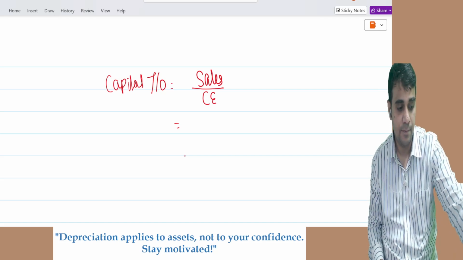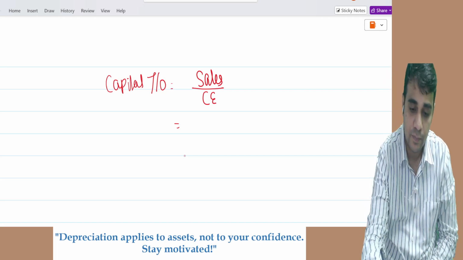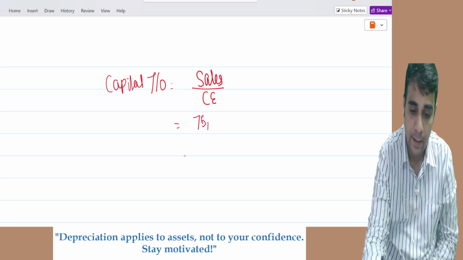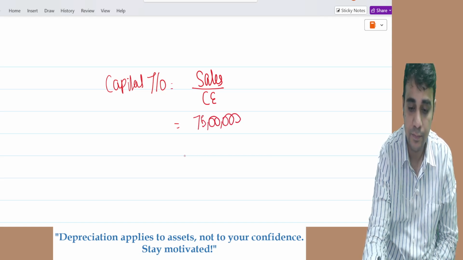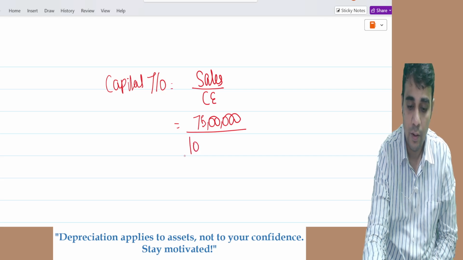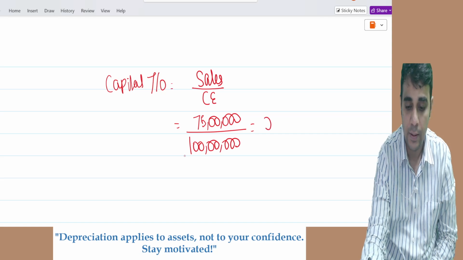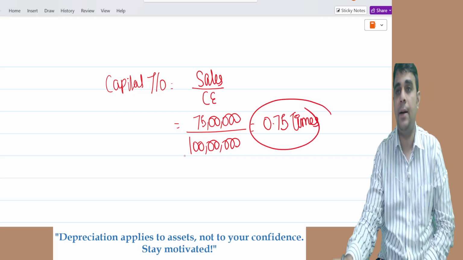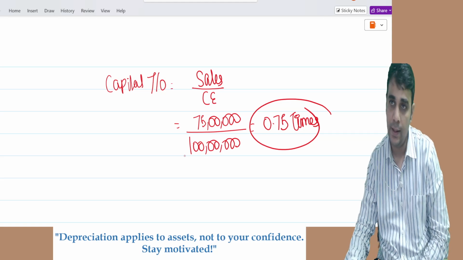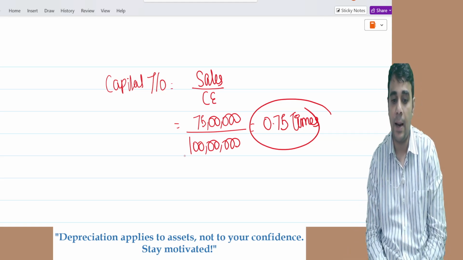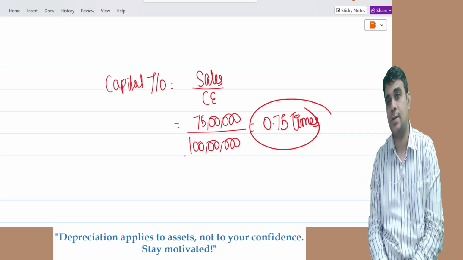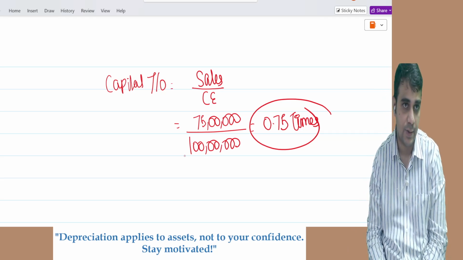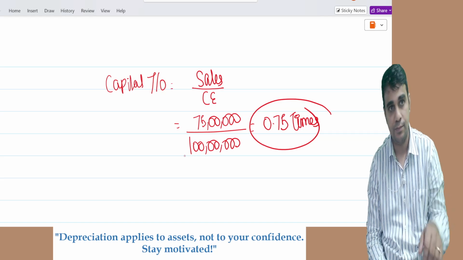What's the sales figure? 75. Capital employed is 100 lakh. Ratio is only, which basically means we have a low capital turnover as compared to the industry. They wanted to know whether our capital turnover is better than the industry or weaker than the industry. Clear? Any doubts on this?